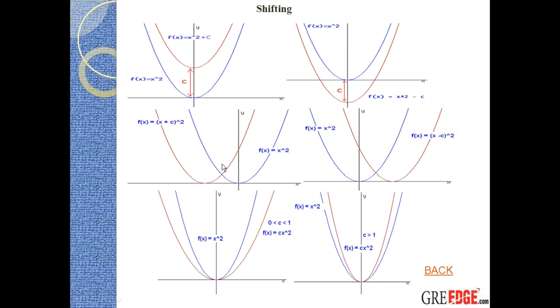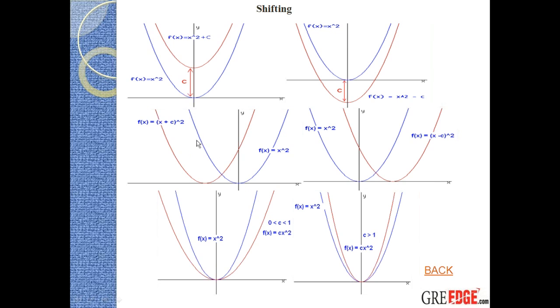Okay, so next see the third graph. Here what happens is a constant is added to x instead of f of x. So f of x is equal to x plus c the whole square. So now it is added to the x-axis, right? So the graph gets shifted along the x-axis. But if you add to x, the graph gets shifted to the left hand side. Along the x-axis, it gets shifted from 0 to minus c.